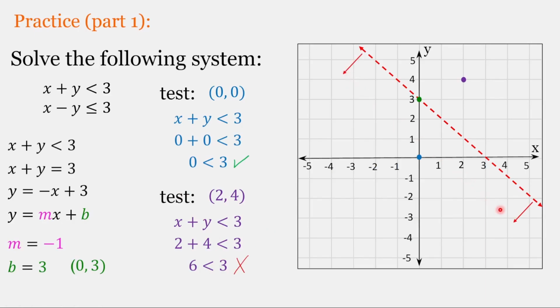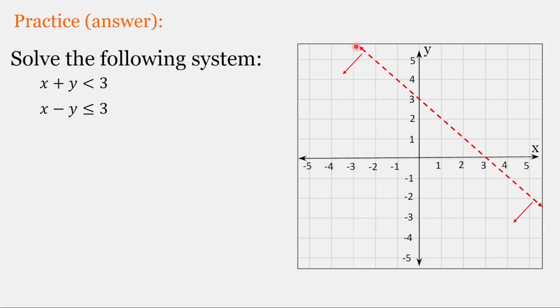So we're going to shade the side of the boundary line that contains the point 0, 0. All of these points in this region are solutions to this first inequality. So I went ahead and cleared up this graph. All we need is the boundary line, and we need to know which side of this boundary line is shaded. And we're going to repeat this with this second inequality.